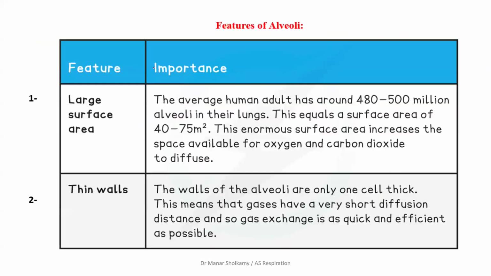Now, sometimes they will ask you for the features or adaptations of the alveoli. Very easy question. We have millions of alveoli in a healthy lung, and this increases what? We have around 480 to 500 million alveoli. This increases the surface area for gas exchange. I don't think anything is hard about that.